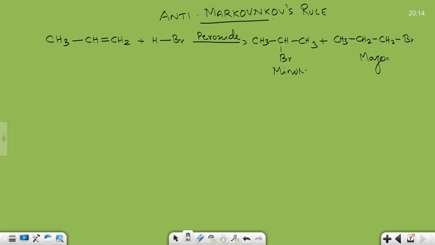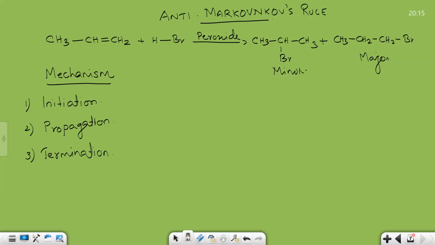So this happens in the presence of peroxide. Now we will see the mechanism of this reaction. The mechanism of anti-Markovnikov's rule contains 3 steps. First one is initiation, second step is propagation, and third step is termination. Next we start with the initiation. So we start with the peroxide, benzoyl peroxide.